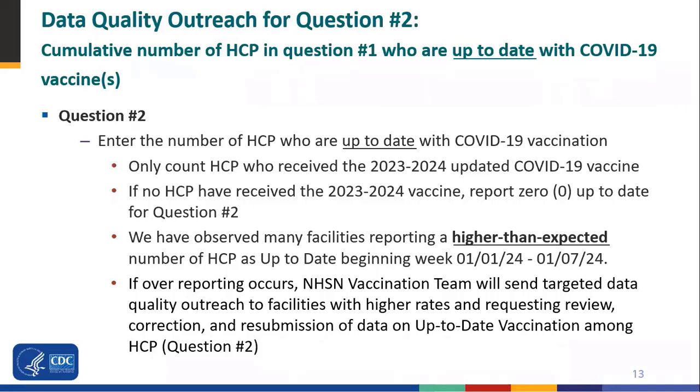Let's discuss data quality outreach for question 2. Facilities should only count healthcare personnel who received the 2023-24 updated COVID-19 vaccine. If you don't have any healthcare personnel who received the updated vaccine, please report 0 for question 2.